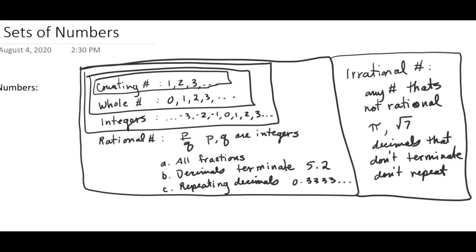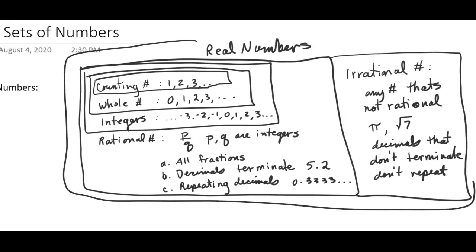All these sets together, if you take all the rational numbers plus all the irrational numbers, they make up the set of what we call real numbers. So real numbers include all the rationals and the irrationals. And so we're going to be working with the set of real numbers. And that's going to do us wonderfully well.